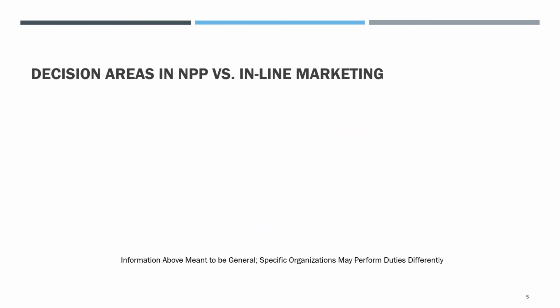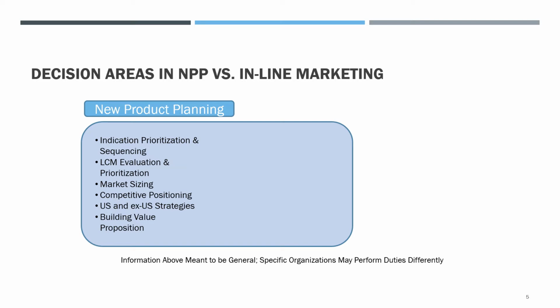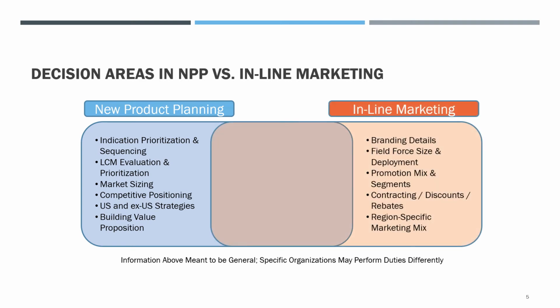To provide some context, there are decision areas that are unique to new product planning compared to inline marketing. For new product planning, these can include indication prioritization and sequencing, lifecycle evaluation and prioritization, market sizing, competitive positioning, US and ex-US strategies, and building the overall value proposition. I have also listed some areas that are typically handled by inline marketing for reference.